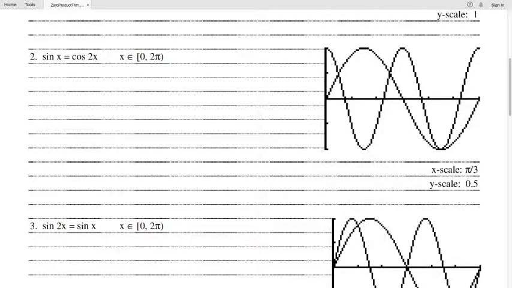Okay, on to example 2. So we've got the sine of x is equal to the cosine of 2x. And we're going to look for the general solution equations and then the particular solutions between 0 and 2 pi. And then we're going to make sure that we mark them as ordered pairs on the graph. That's given.